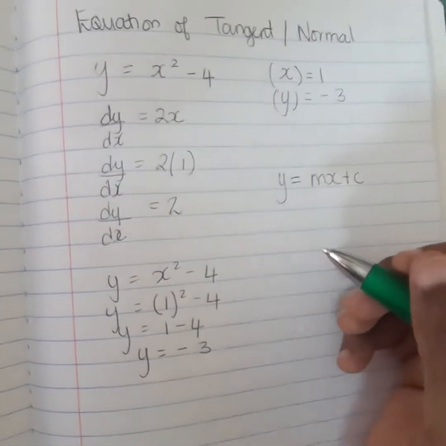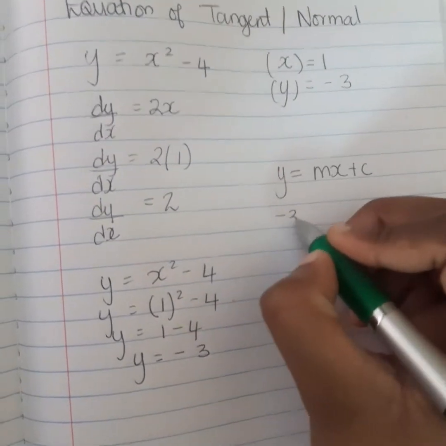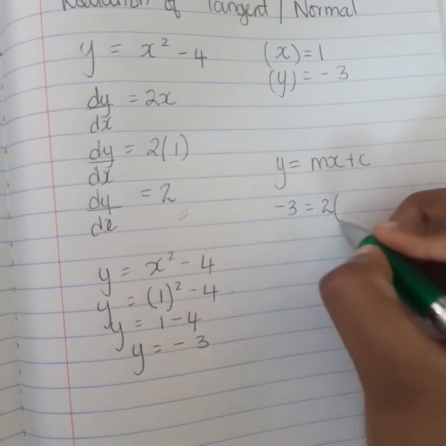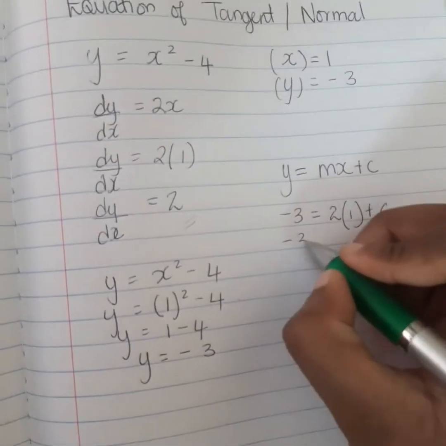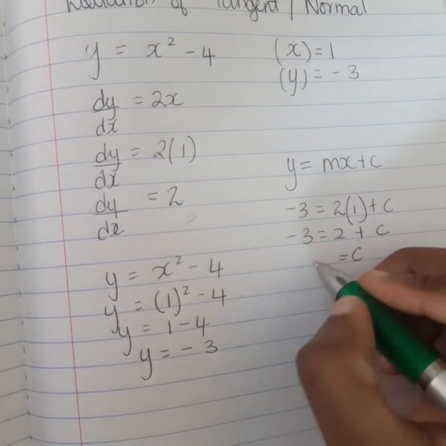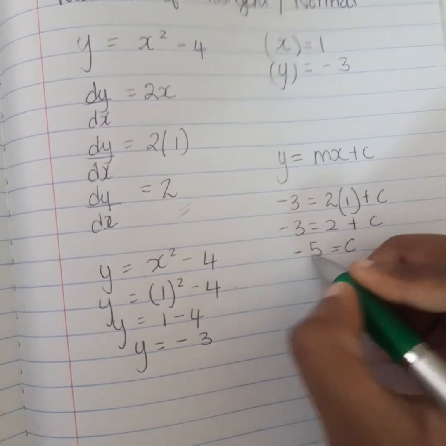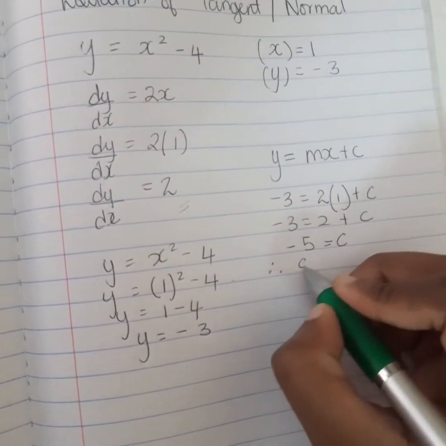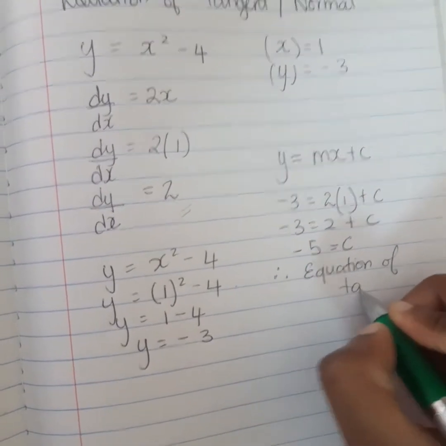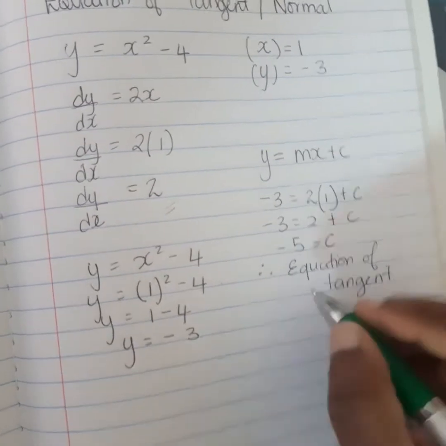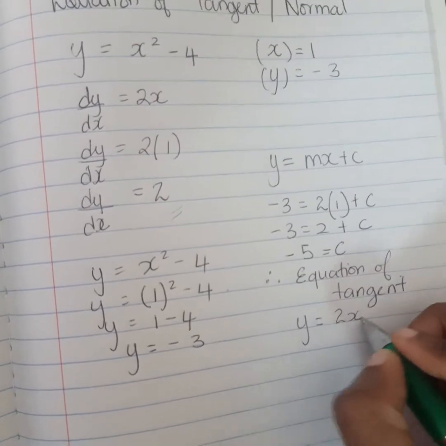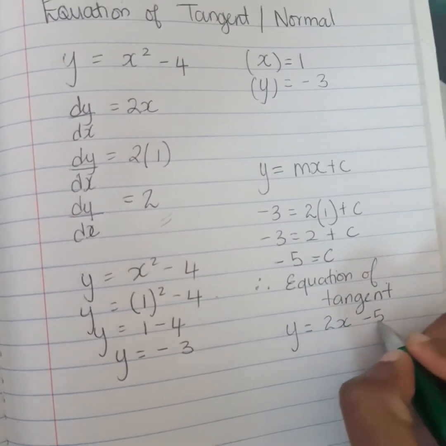Now we can go ahead and find our equation. So minus 3 is equal to m, our gradient here, 2 times 1 plus c. So minus 3 is equal to 2 plus c. C is therefore equal to minus 5. So the equation of the tangent is y is equal to our gradient, 2x minus 5.